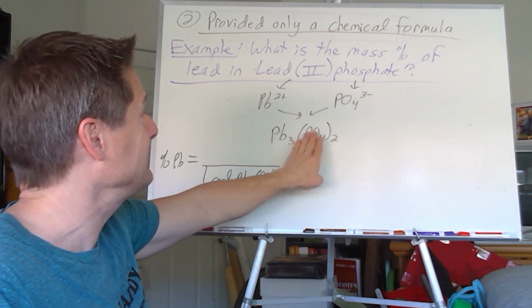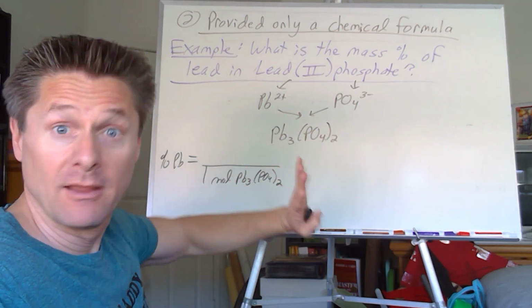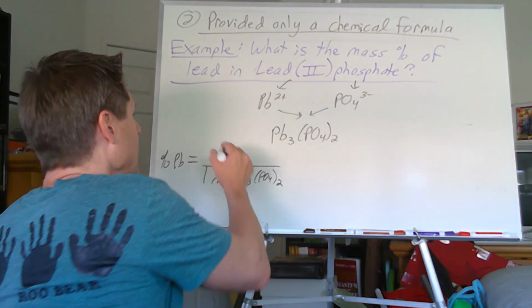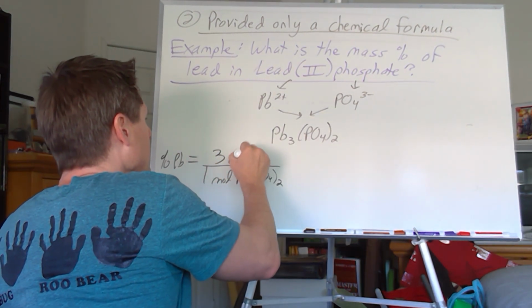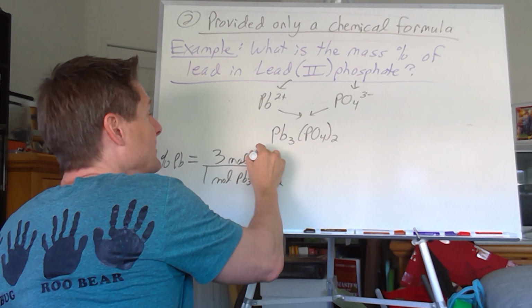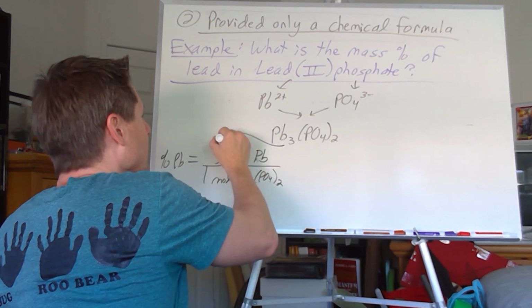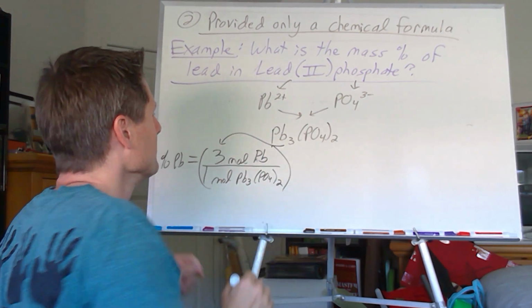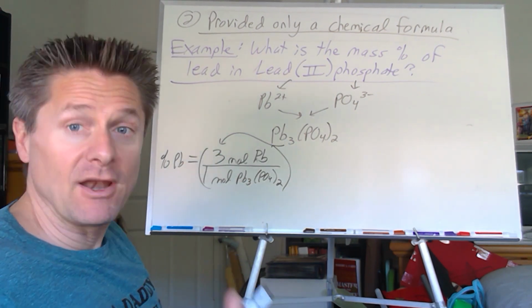So I could have done oxygen or phosphorus or lead or phosphate. I could have done any of these, but I'm doing the lead. So that'll be 3 moles of lead, if I could spell lead right. Boom, that 3 comes down there. There you go. That's the first step.